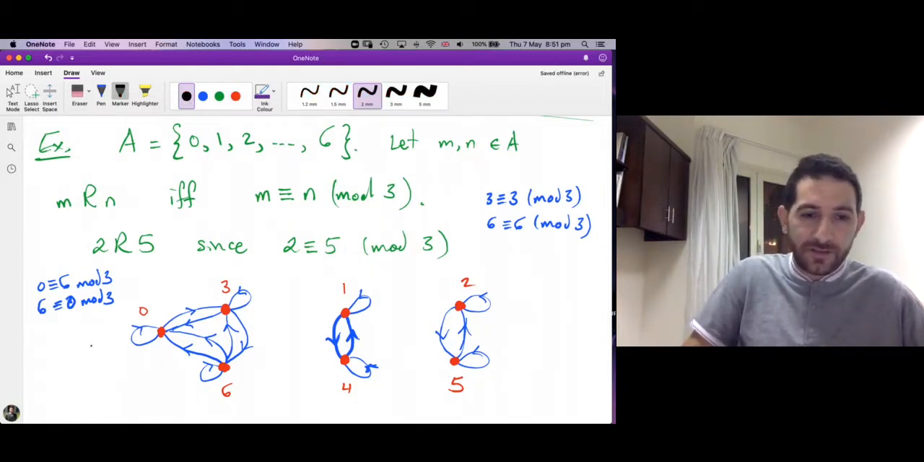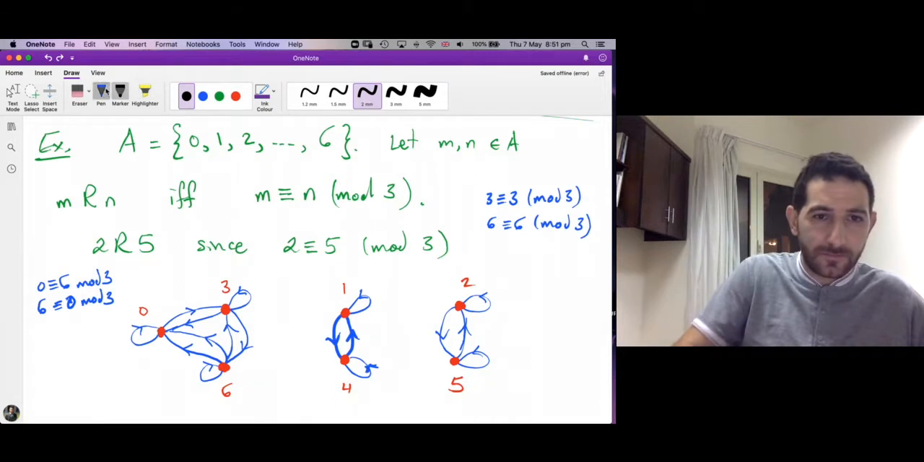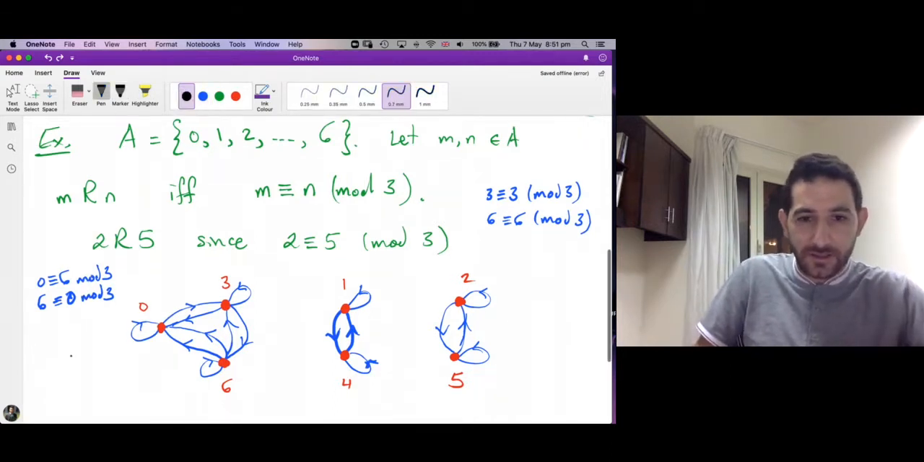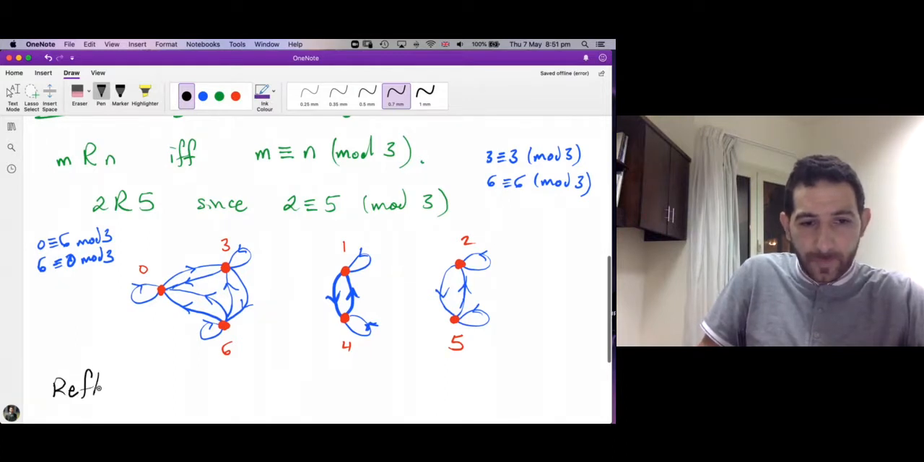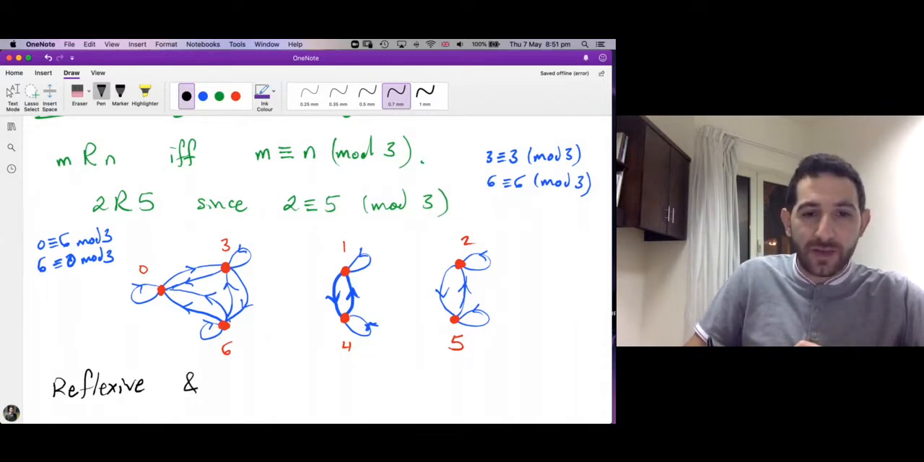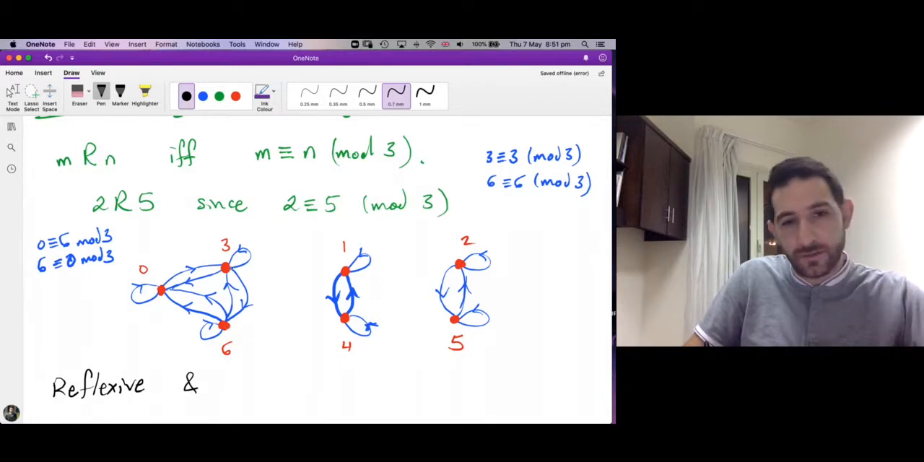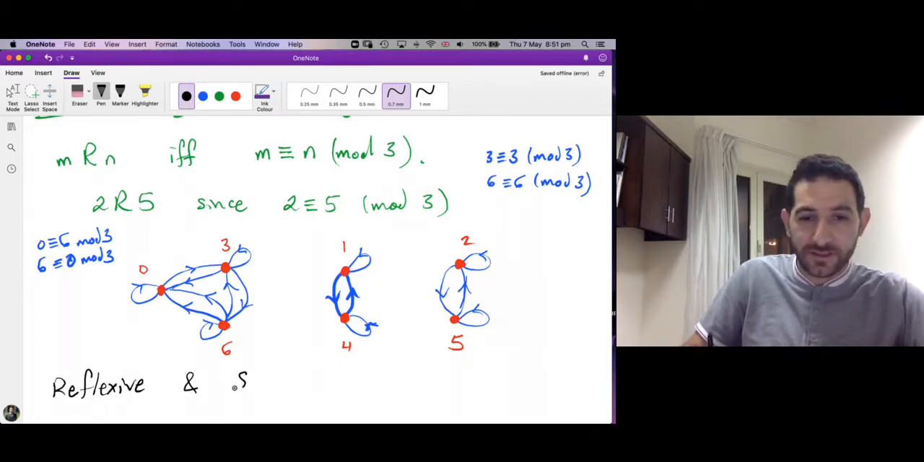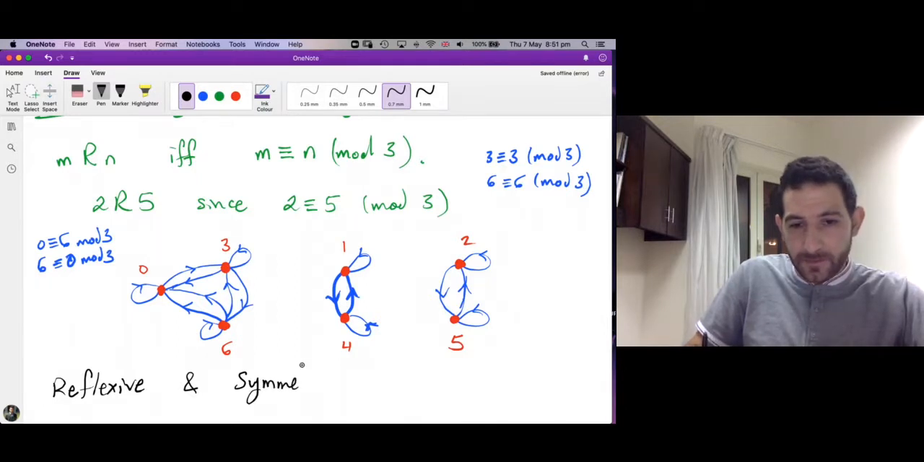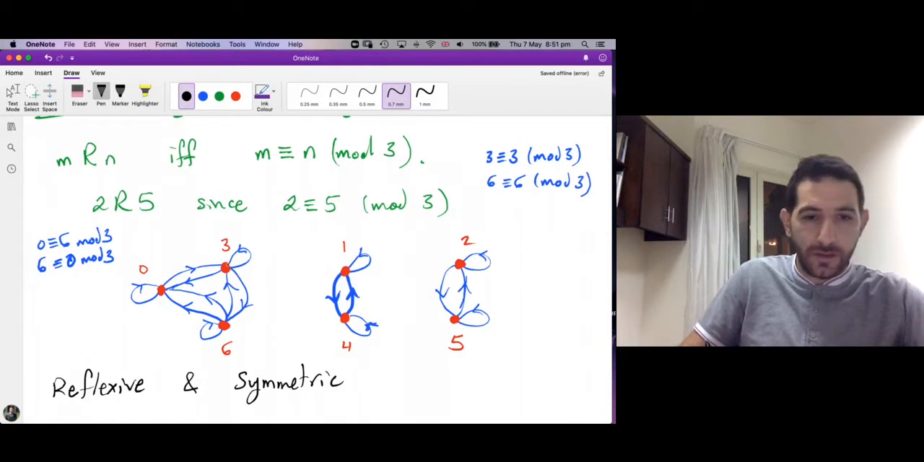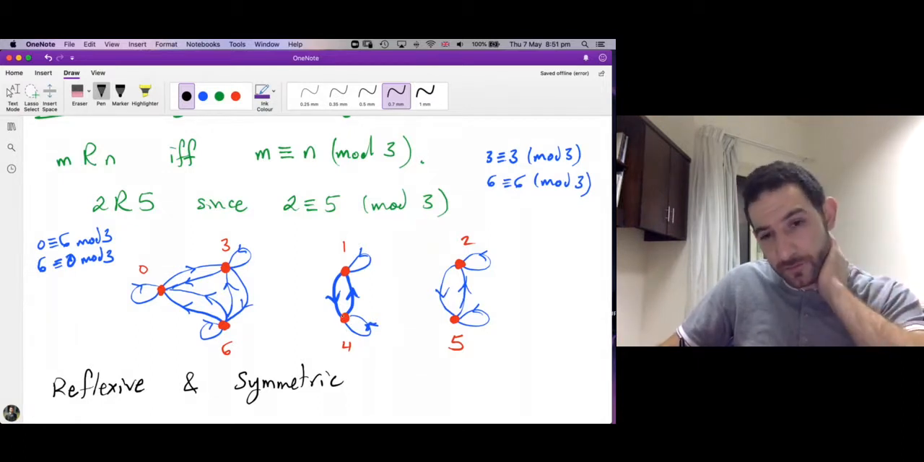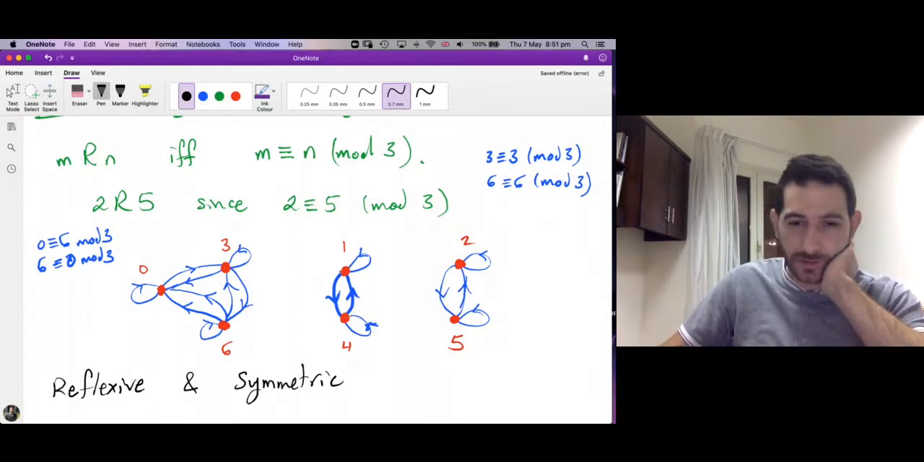So we've seen that every element is related to itself, so this relation is reflexive, right? Because every element is related to itself. Second, it is symmetric because every arrow has a reverse arrow. Look, 6 is related to 3 and 3 is related to 6 and so on. So it is symmetric. And see, whenever 6 is related to 3 and 3 is related to 0, we find out that 6 is related to 0. And here as well, look, 4 is related to 4 and 4 is related to 1. So 4 is related to 1. You can check that it is also transitive.